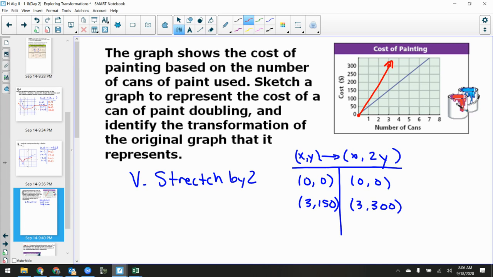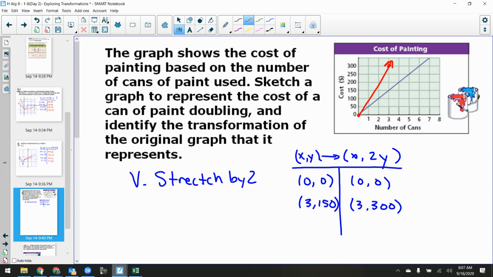But wouldn't it also be the same to say that if I bought 6 cans of paint with the old price, it was $300, but now if I buy 3 cans of paint, it's $300, right? So that same thing happened where I compressed the X value. Horizontal compression. But because the context of the problem told me I wanted to double my paint cost, we know it's a vertical stretch rather than a horizontal compression.